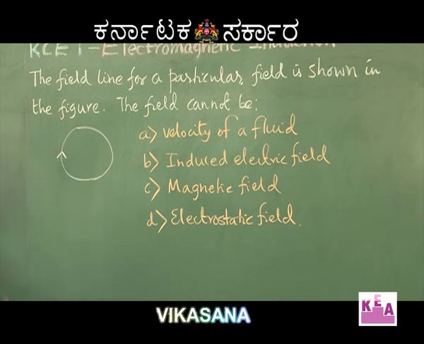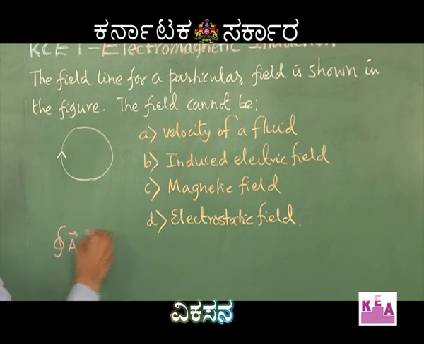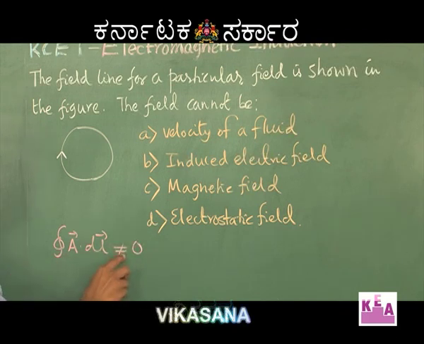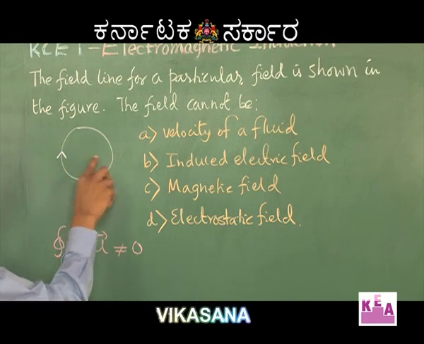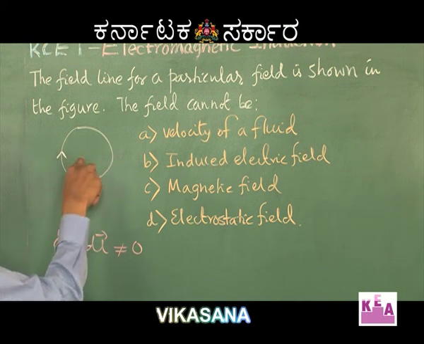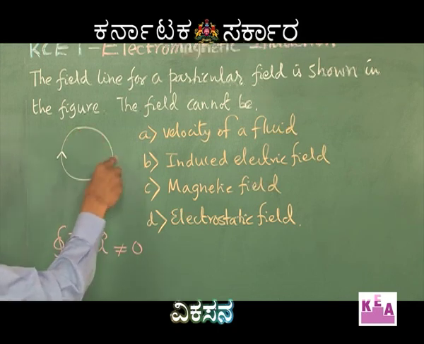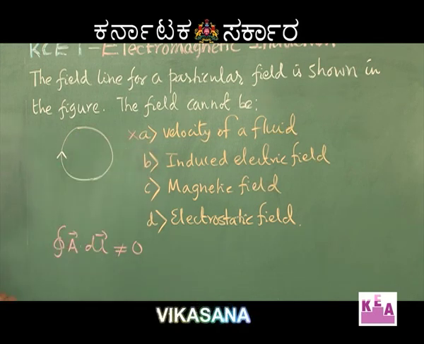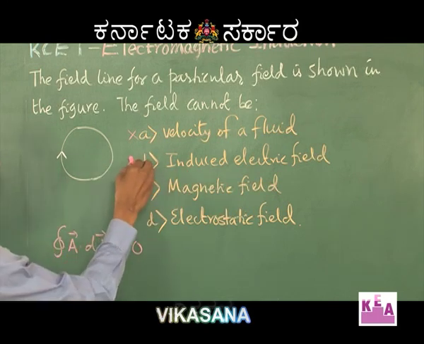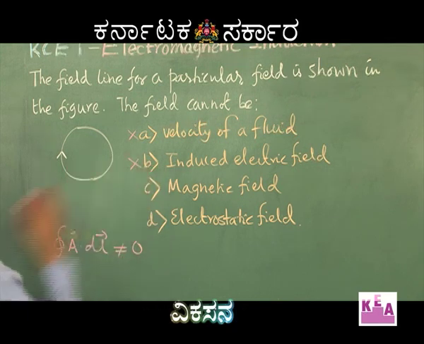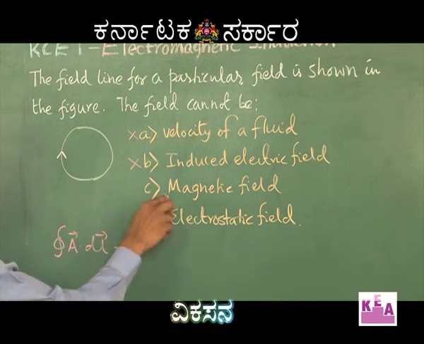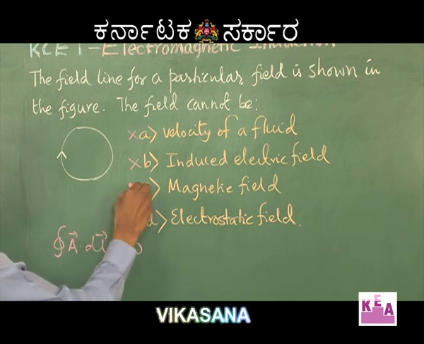Any field can have such curling effects if the closed line integral of that field dot dl is not equal to 0. If that is equal to 0, then it cannot have this curling effect, it cannot have curls. As you may have seen in some rivers, it has some rotational effect, therefore, velocity of a fluid cannot be the answer. Induced electric field, as it is produced by a magnetic field, has curling effects, therefore, this cannot be the answer. Magnetic field, as I have studied, forms closed loops, therefore, this cannot be the answer.